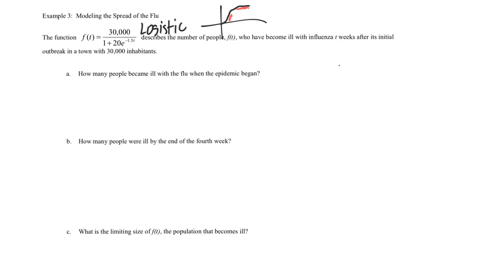And so if we look at this problem, this is actually a pretty timely problem with everything that's going on in the world these days with COVID-19. And so we have this logistic function that describes the number of people who have become ill with the flu T weeks after its initial outbreak in a town that has 30,000 people. And so part A, how many people became ill when the epidemic began? When the epidemic began, that means that T was equal to 0. And so all I'm going to do to answer part A is evaluate what f of 0 is.